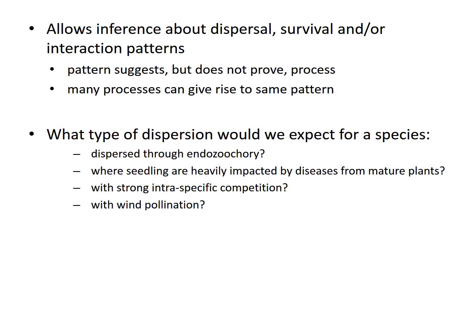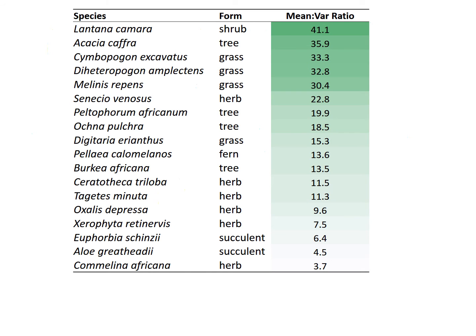So we would expect a clump distribution for wind pollinated species, and indeed this is something that one observes in the field. These are just some variance to mean ratios for some of the common species at Magaliesberg. You see, interestingly, the alien shrub Lantana camara has the highest variance to mean ratio, suggesting it is the most clumped distribution. On the opposite end, we've got our 2 succulents, Euphorbia shinzii and Allograde hedii, and the common forb Commelina africana.